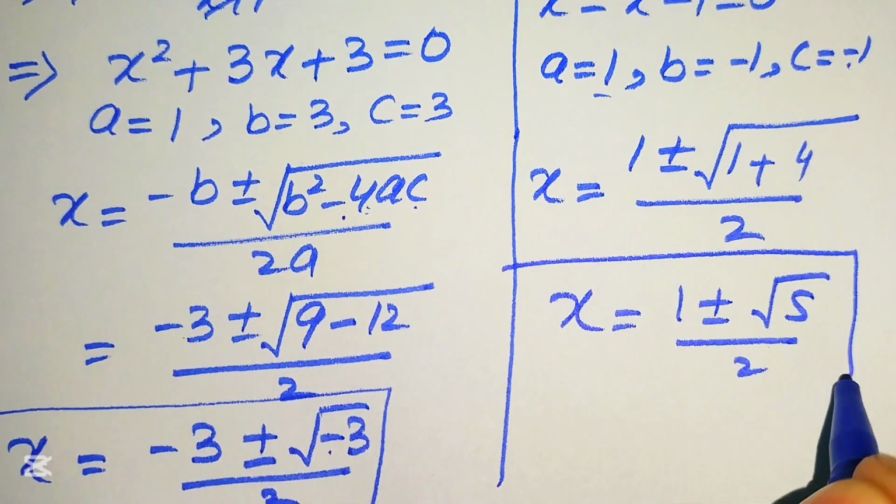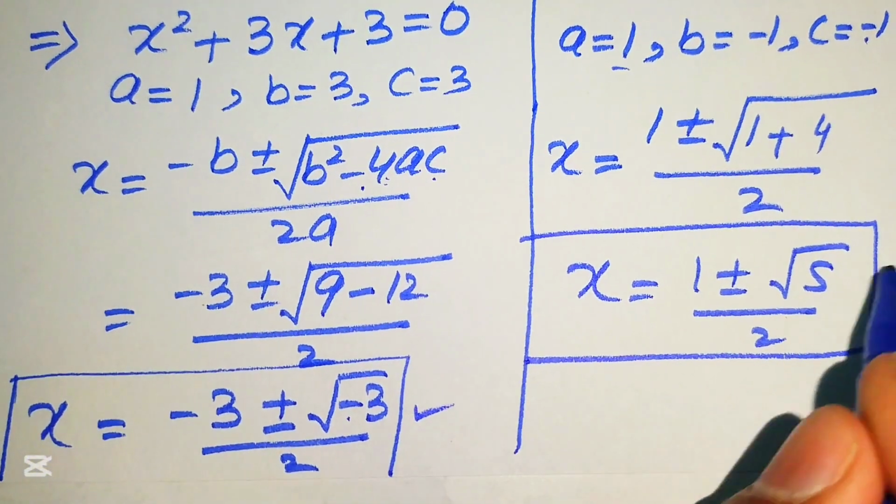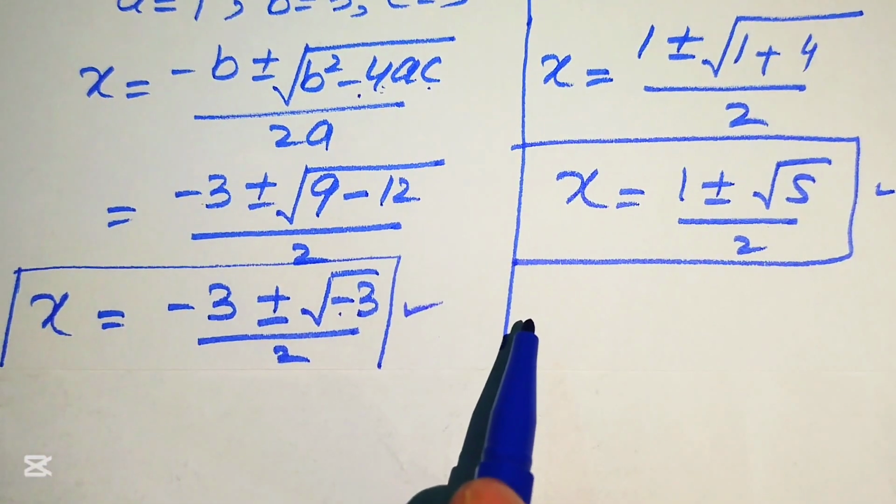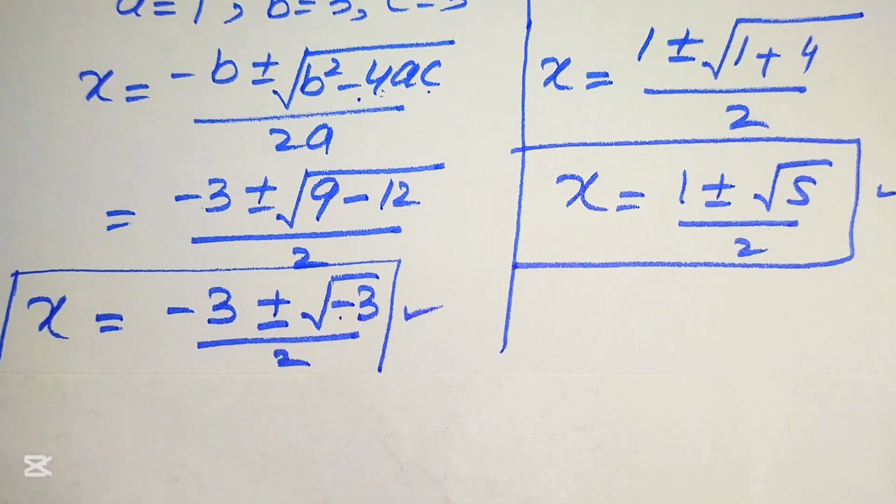So these are the two roots and these are the other two. So these are the total 4 roots of the given equation. And this is the final answer.